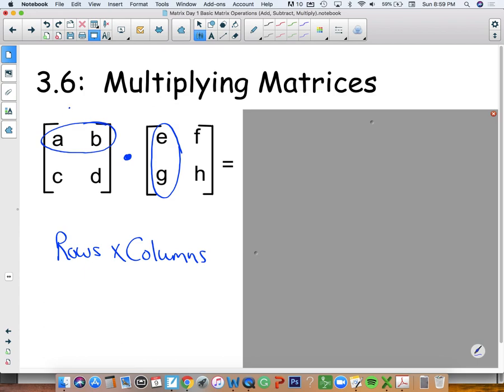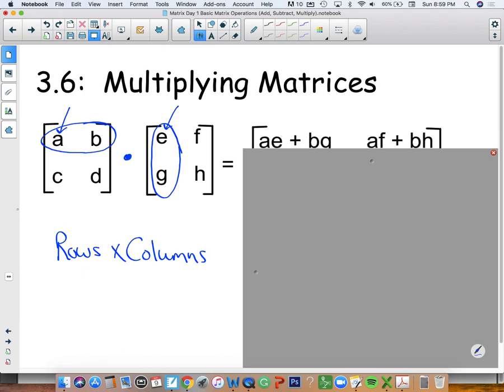As we go from left to right, the A is first. As we go from top to bottom, the E is first. So it's going to be A times E, and then B times G, and you're going to add those. All right? So it would look like this when we do multiple steps. Let's see if I can just show that top piece. Okay, it'd be A times E, which is this, plus B times G.